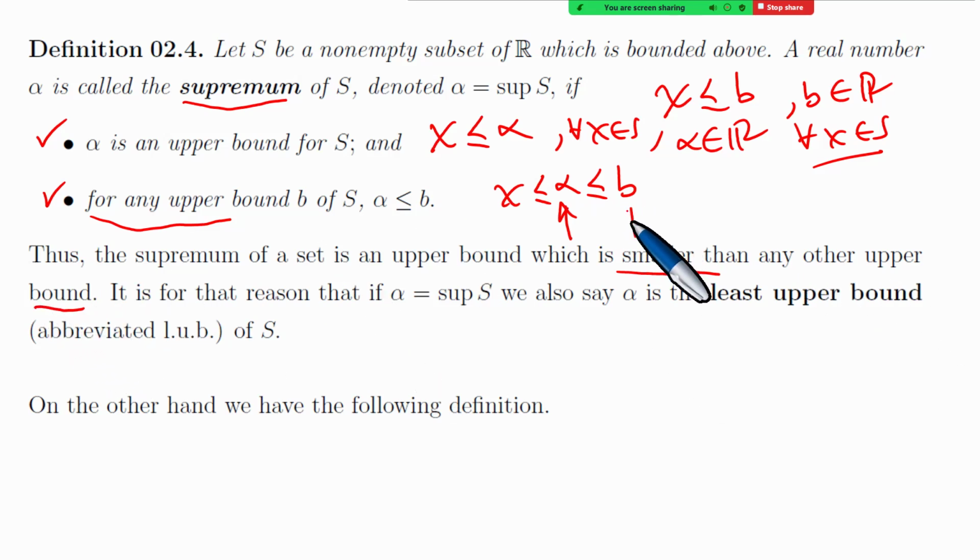There are a couple of upper bounds, and in this case these numbers are ordered like this. You can pick a number that is bigger, and it is also an upper bound. But the supremum of a set is an upper bound which is smaller than any other upper bound. It is for that reason that if alpha is equal to the supremum of S, you choose alpha to be the supremum of S.